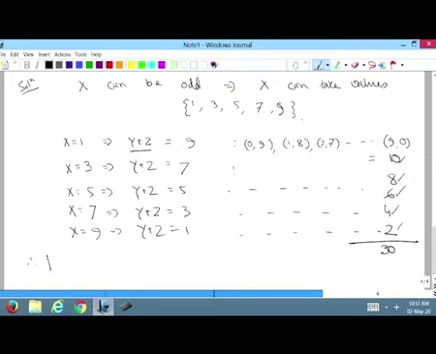Therefore, the probability that x is odd is equal to 30 upon 66, which is equal to 5 upon 11. So, that is the answer.